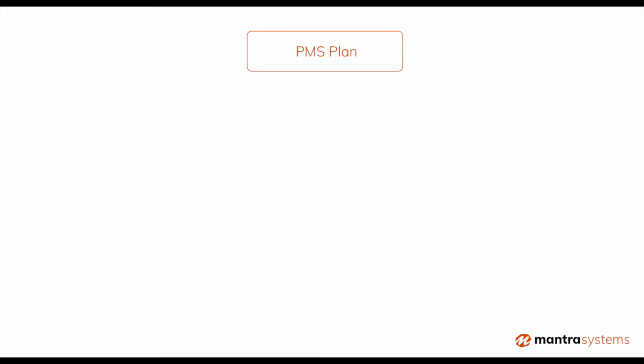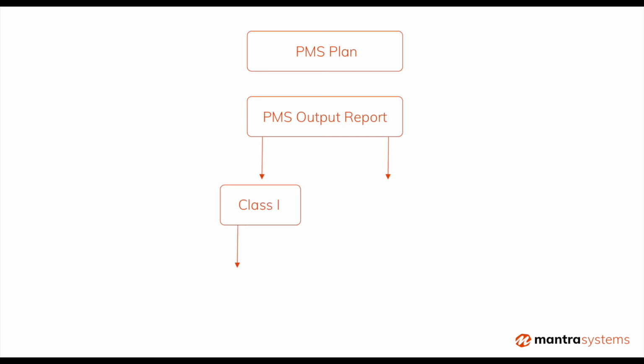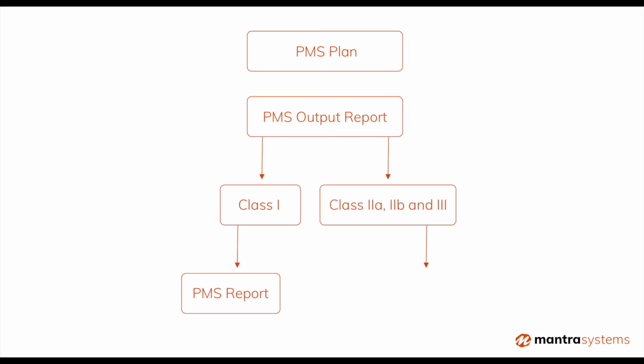Post-market surveillance needs to be documented in a range of important technical documents which are outlined in detail in the MDR Annex 3. These include a post-market surveillance plan and a PMS Output Report. And there are two types of output report. For a Class 1 device, it's a very simple PMS report. And for all other types of devices, it's necessary to compile a Periodic Safety Update Report, or PSUR, which is a more detailed output document summarising all the findings of the post-market surveillance system.